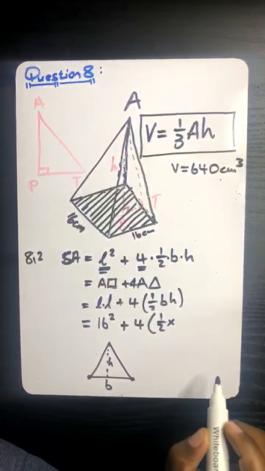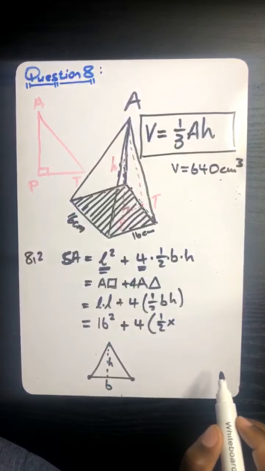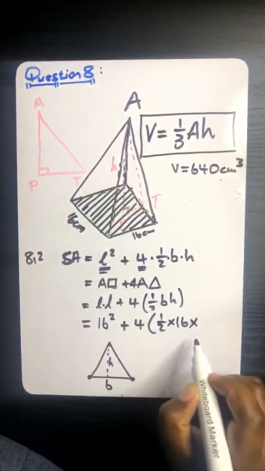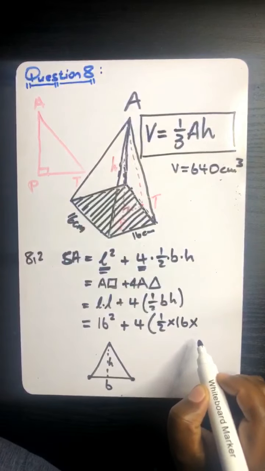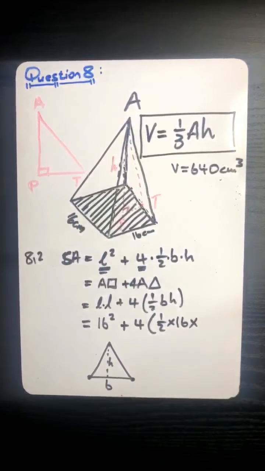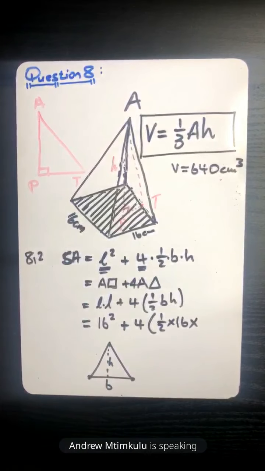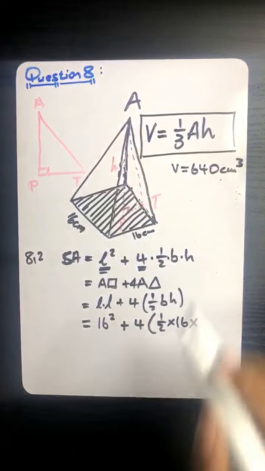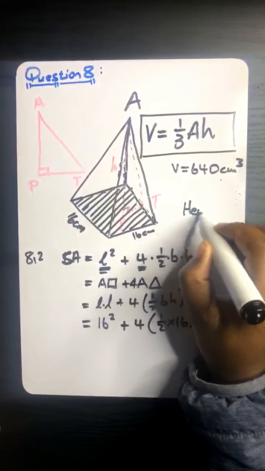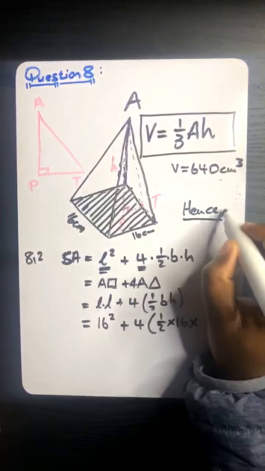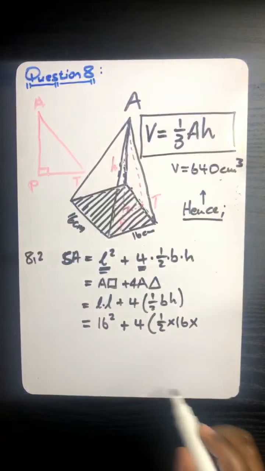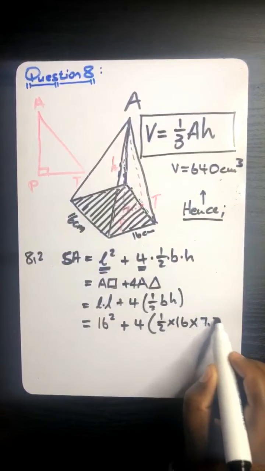So what is B there? What do we substitute? 16, sir. 16, yes. What is H? Do we have H? H is 7.5, sir. Oh, yes. Because of that, it means we can use whatever value is available in the previous questions, being 7.5.